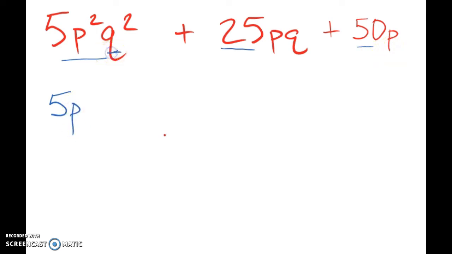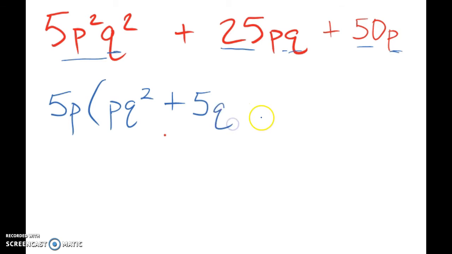Q squared here. Q here. No q's here. Can't take out any q's. So now we have to write the answer. 5p squared q squared divided by 5p is just p q squared, plus 25 divided by 5 is 5. pq divided by p is just q. And 50 divided by 5 is 10. p divided by p is just 1, so we don't need to write the 1. Close it. And we just factored that by greatest common factor.